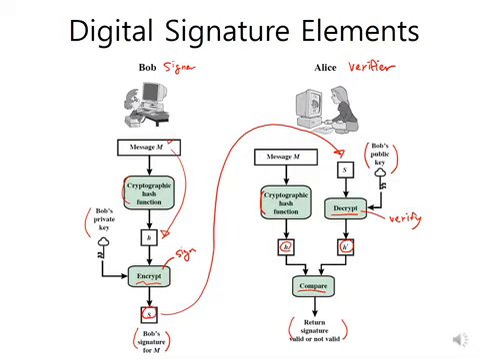So these are the data signature elements. First, the cryptographic hash function. Second, the encrypt function, which is actually the signature generation function. And third is the decrypt function for the verification of the signature. So these are the three elements of data signatures.